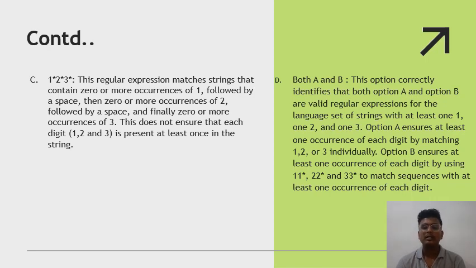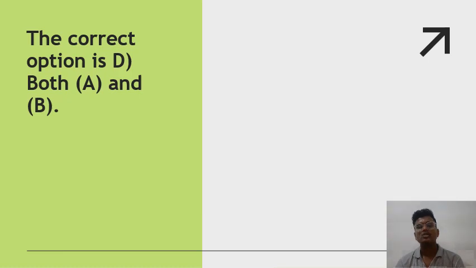Both A and B is the last option. This option correctly identifies that both option A and B are valid regular expressions for the language set of strings with at least one 1, one 2 and one 3. So this can match the sequence with at least one occurrence of each digit. So we can say that the correct option is D, both A and B.